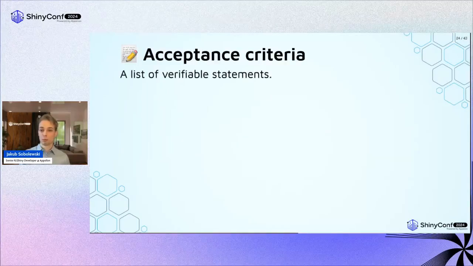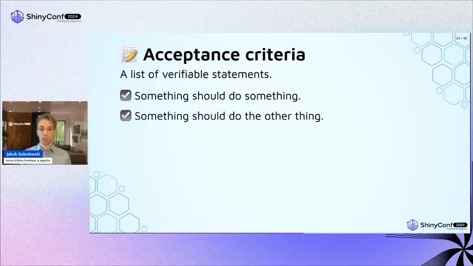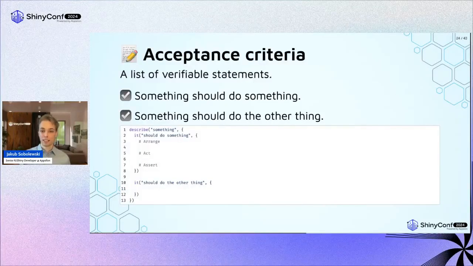So how do we get these examples? A common way of writing down the requirements are acceptance criteria. They are a list of verifiable statements. For example, something should do something, or something should do the other thing when something else happens. They should be clear so that everyone understands them, and concise so that there is no ambiguity. See how easy it is to put those descriptions into a test file. Then we can start filling in those test cases with code.